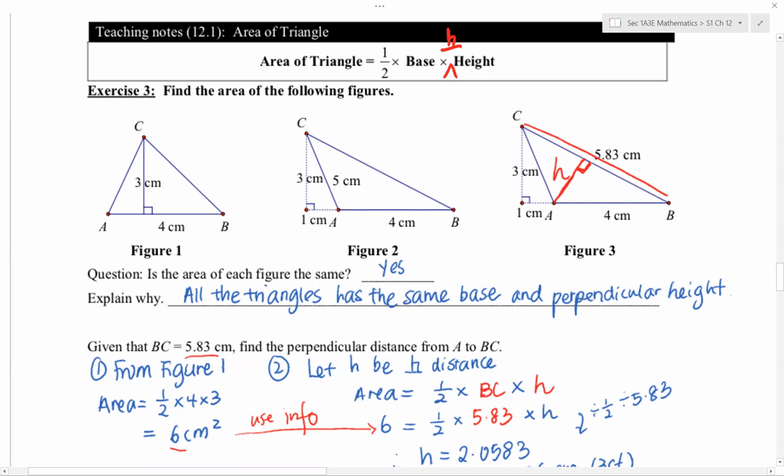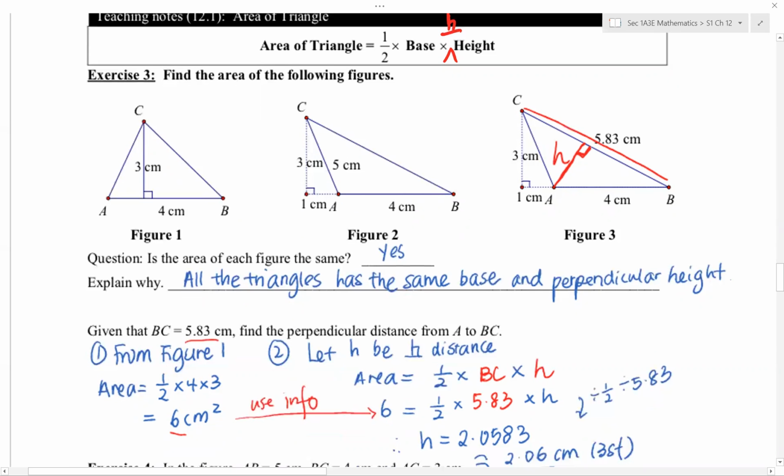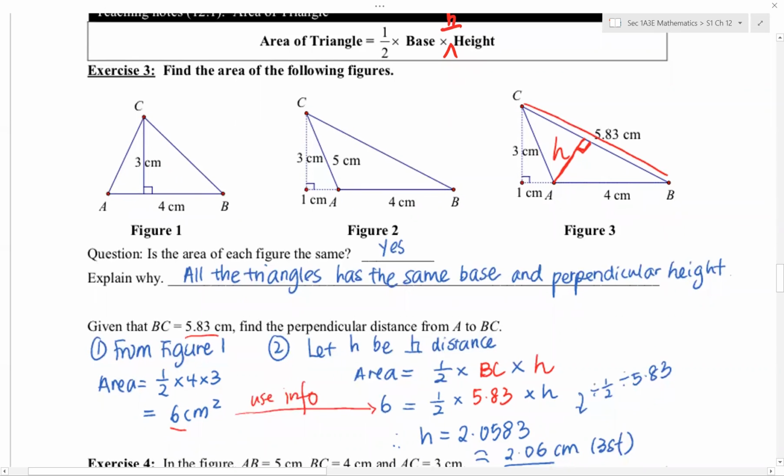By the last diagram, the teacher is trying to show you that if you choose to use 5.83 as your base, then that will be your perpendicular height. If you choose to. Okay, now from here, we know that all the areas will be 6 square centimeters.